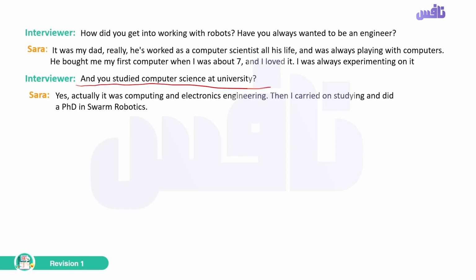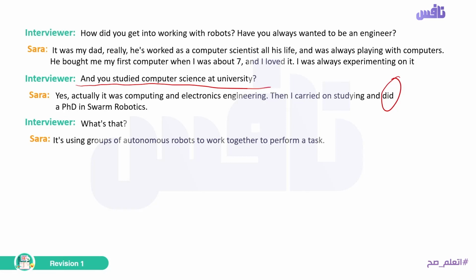Then I carried on studying and did a PhD. Of course, do a PhD, not make. In swarm robotics. PhD stands for philosophy doctor. The interviewer says: what's that? What is this swarm robotics you're talking about? Sarah said: it's using groups of autonomous robots to work together to perform a task.